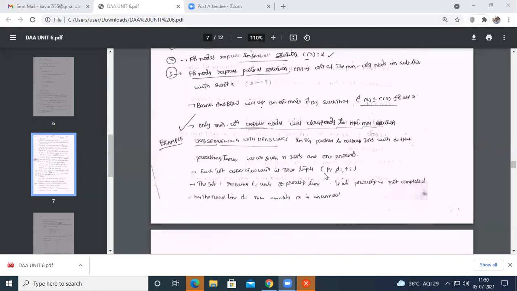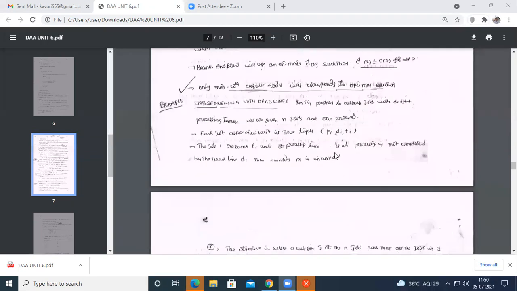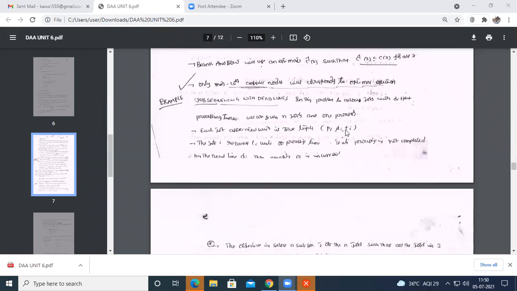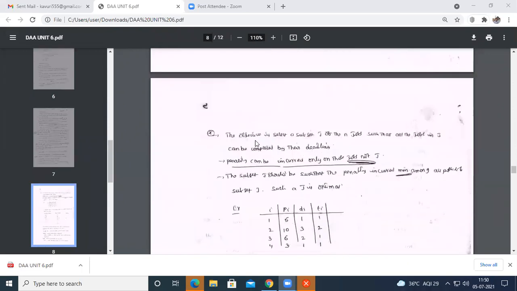P of I means profit. If any job is completed within the deadline, you get the profit P of I. Every job has a deadline, say within 2 seconds or within 3 seconds. T of I is the job execution time. So the objective is to select a subset of the jobs such that all the jobs are completed within their deadlines.